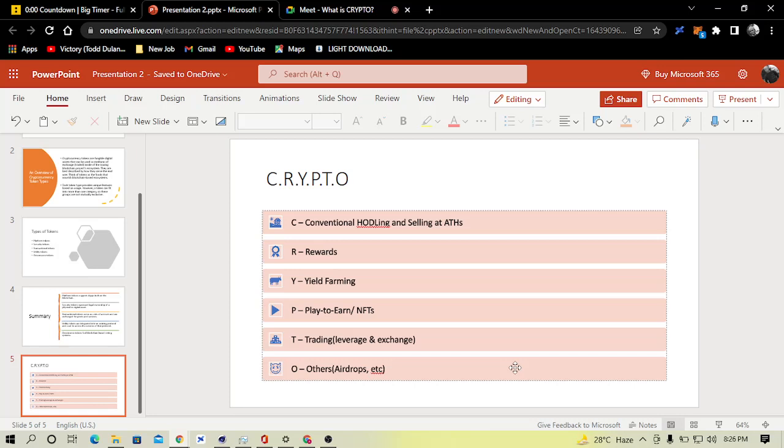So crypto, basically, you can see the C stands for conventional holding and selling at all-time highs. This is the most common way. If you go out there now and ask 100 people what they know about crypto, is it not just about buying coins and waiting for the coin to pump to a price that is probably 2x your initial investment, and then selling? That is the knowledge most people have about crypto.